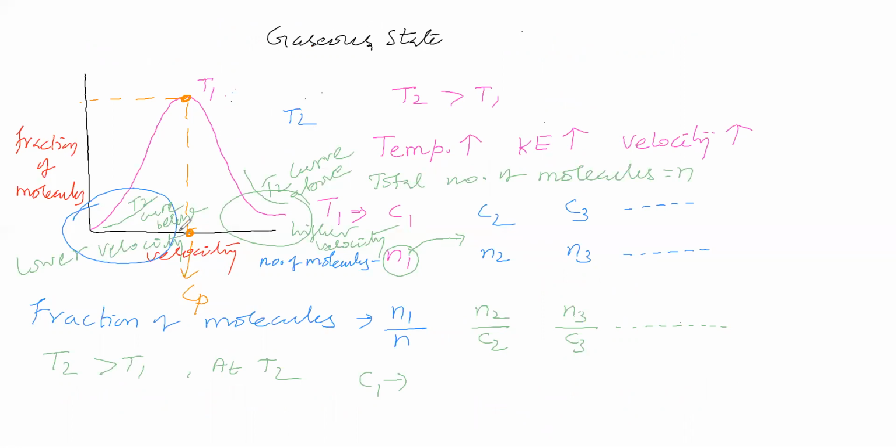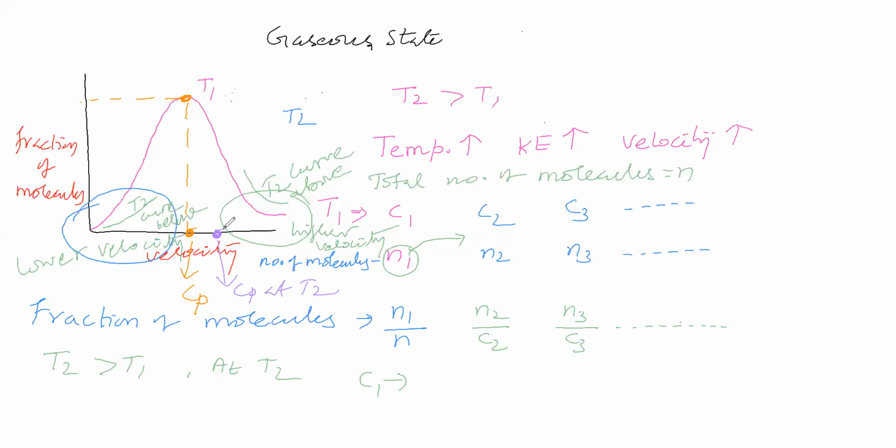On increasing the temperature, what happens to the Cp? Cp means most probable velocity, a relation we have seen. On rising the temperature, what happens to the most probable velocity? It increases. So when the temperature is T2, the most probable velocity becomes like this, Cp at T2.